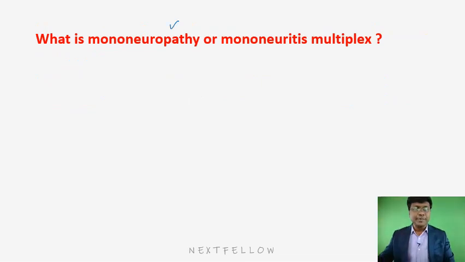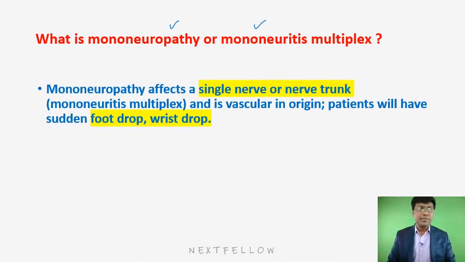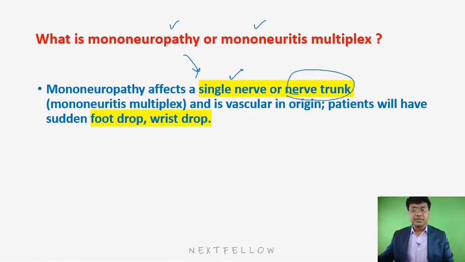Now, what is mononeuropathy or mononeuritis multiplex? Even this is common in diabetes mellitus. Mononeuropathy affects a single nerve, right? Or it can affect a nerve trunk, that is called mononeuritis multiplex. This is vascular in origin, due to atherosclerosis of the blood vessels supplying the nerves. These patients will have foot drop because of involvement of the common peroneal nerve. There can be wrist drop due to involvement of the radial nerve. So that is mononeuropathy or mononeuritis multiplex.